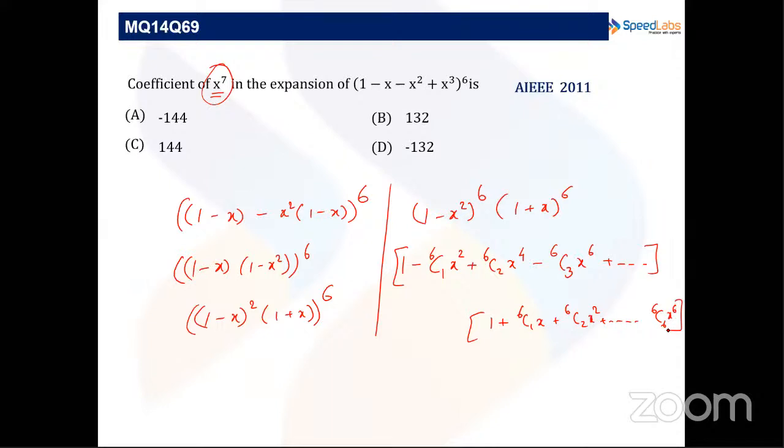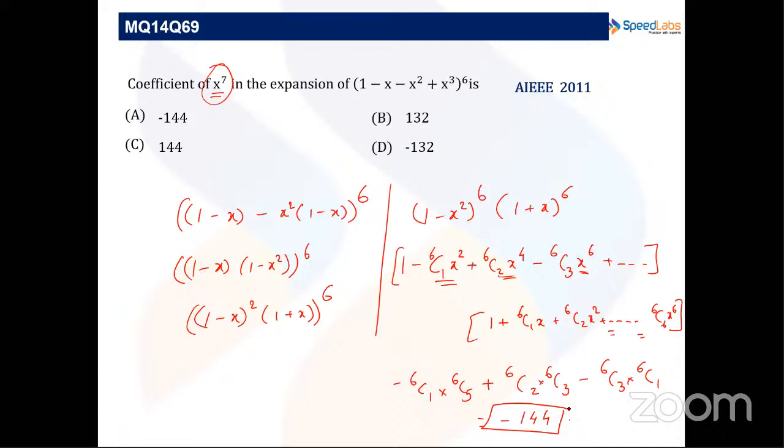Now we are interested in finding the coefficient of x to the power 7. So 7 we can get when, with 1, we do not have 7 here. With x square we have x to the power 5 here. So that will be minus 6C1 into 6C5, plus with x to the power 4 we have x cube here, so plus 6C2 into 6C3. With x to the power 6 we have x here, so minus 6C3 into 6C1. So on solving this, we will get 6 into 6, 6C2. Put all the values and you will get the answer minus 144. So the correct option is A.